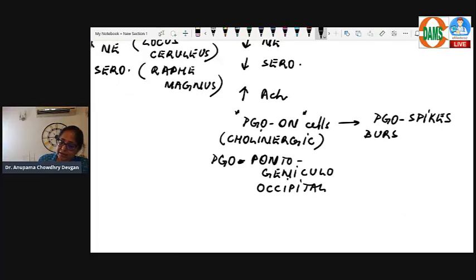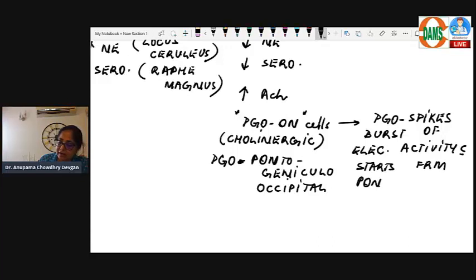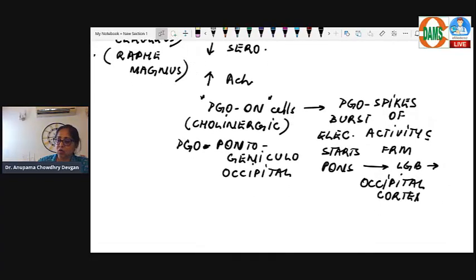These are a burst of electrical activity which starts from the pons, goes to the lateral geniculate body, and from there to the occipital cortex. These are called PGO spikes. These are seen in REM sleep.